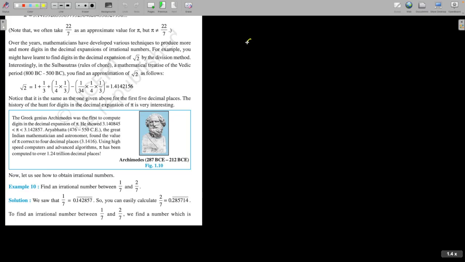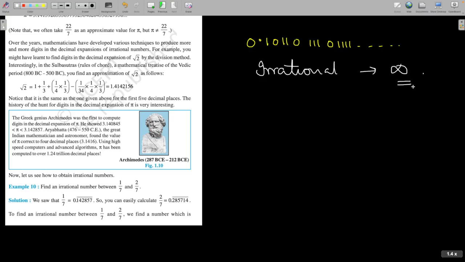I'll just remind you: 0.1, 0.11, 0.111, 0.1011 and so on. We are now convinced that this is irrational. There is nothing special about this pattern. You can come up with many patterns which are not repeating. This is just a nice example. So there are definitely infinite number of irrational numbers.